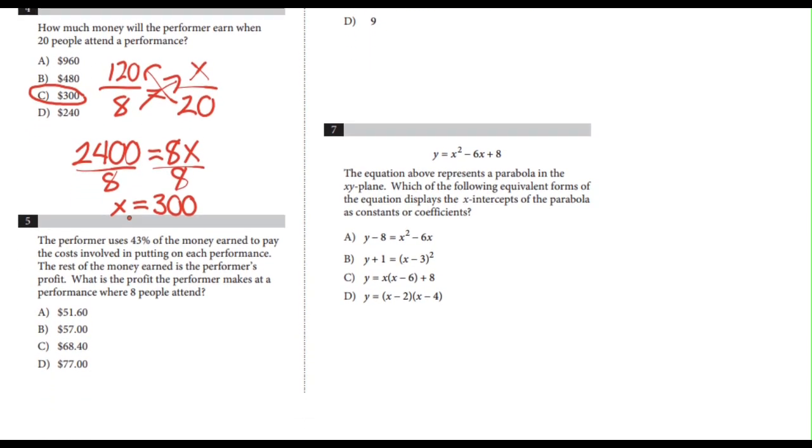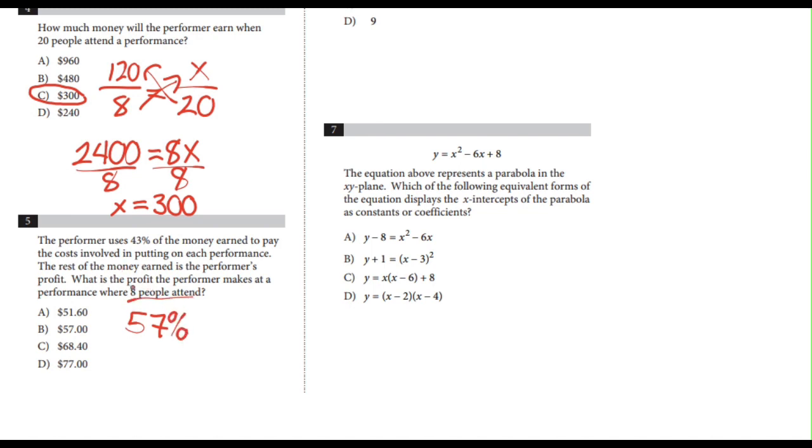Number 5. The performer uses 43% of the money earned to pay the cost involved in putting on each performance. The rest of the money earned is the performer's profit. What is the profit the performer makes at a performance where 8 people attended? So if 43% of the money is used for the cost of putting on each performance, that means that the performer gets to keep 57% of what he earns.